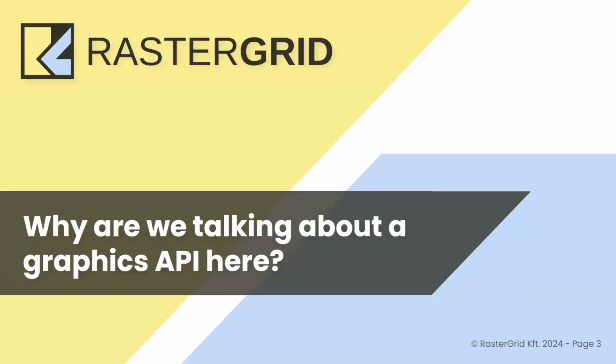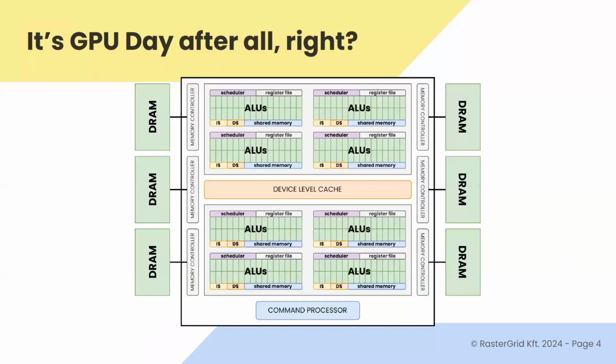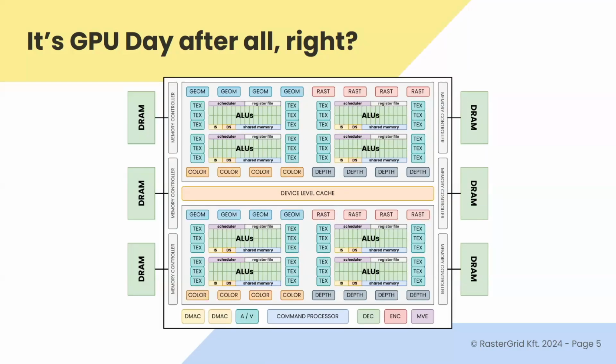So why are we talking about the graphics API? Well, it's GPU day after all. Even though compute folks have this view of a GPU where it's mainly about compute units with their ALUs and cache hierarchies and memory, and feeding in the kernel launches to the command processor, as a graphics guy, I see it more like this, and this is what you have in a typical desktop GPU, even though nowadays you have GPU accelerators that look more like the previous slide.